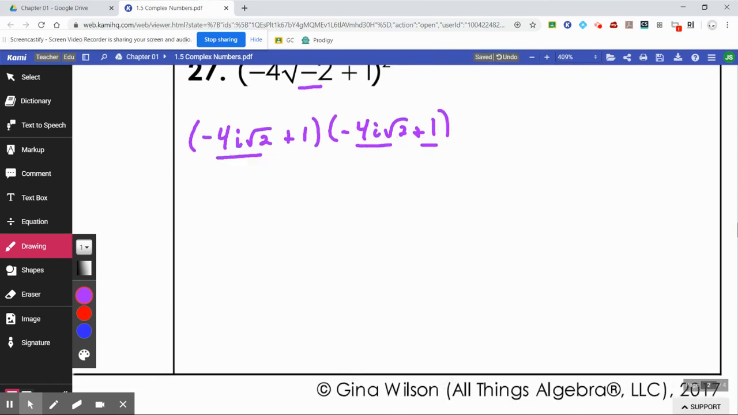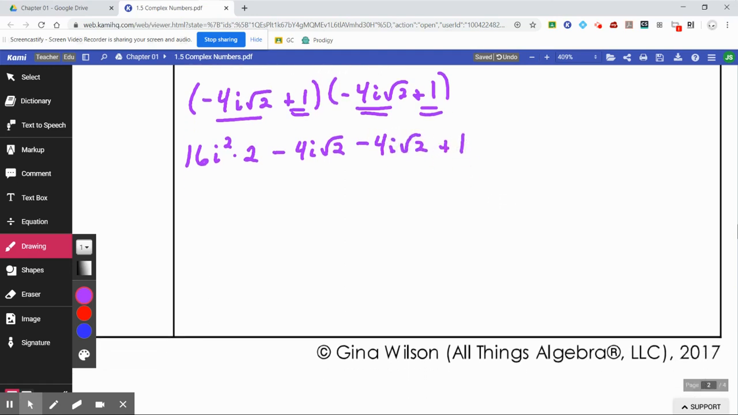This times both. And this is not bad to multiply because you're multiplying numbers with numbers, i's with i's, radicals with radicals. So negative 4 times negative 4 is 16. i times i is i squared. And the square root of 2 times square root of 2 is 2. Negative 4i root 2 times 1 is obviously itself. Now multiply this times both. 1 times negative 4i root 2 is the same thing. And then positive 1 times positive 1 is a positive 1.